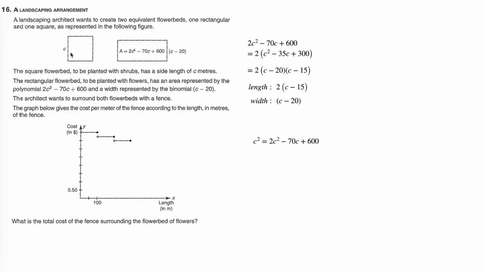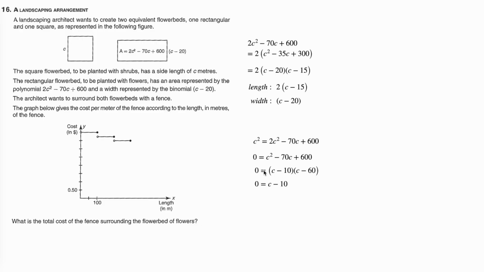The area of the square, the side length is c, so the area is c squared. We can set up an equation. We can say the area of the square is equal to the area of the rectangle. c squared is equal to 2c squared minus 70c plus 600, which gives me 0 is equal to c squared minus 70c plus 600. Then I can factor this. Now I'm looking for the factors of 600 that add up to give me negative 70: negative 60 and negative 10. 0 is equal to c minus 10 times c minus 60.